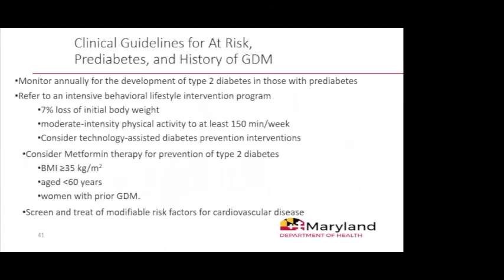So clinical guidelines for people at risk for developing type 2 diabetes include annual screening for people with prediabetes, referring to an intensive behavioral program such as the National Diabetes Prevention Program to help them lose weight and increase physical activity. One of the recommendations is to consider technology-assisted prevention interventions, and this is especially important as we've been hearing during the national emergency. Many diabetes prevention classes are now available through distance learning and online.